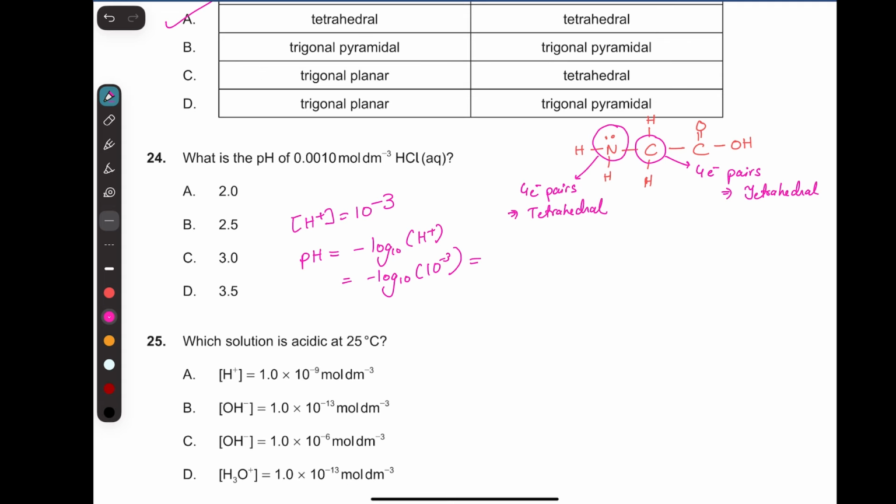If I apply the property of log, I'll have negative of negative 3, log base 10, 10. Log base 10, 10 is 1, and negative of negative 3 is 3. Or you can directly plug it in your calculator. The answer would be 3.0 because two significant figures, option C.